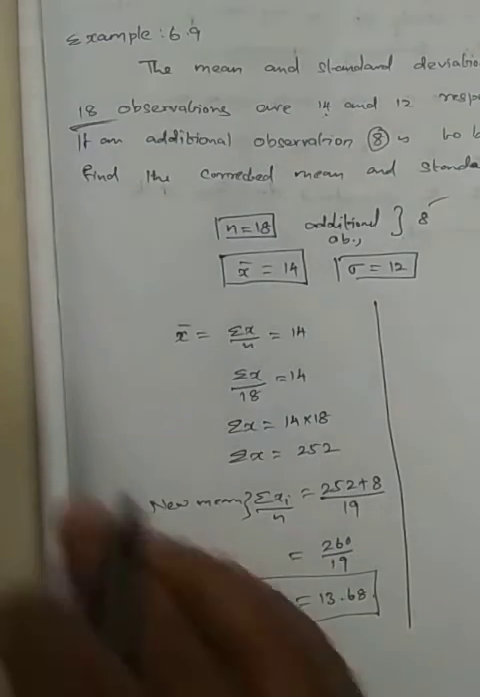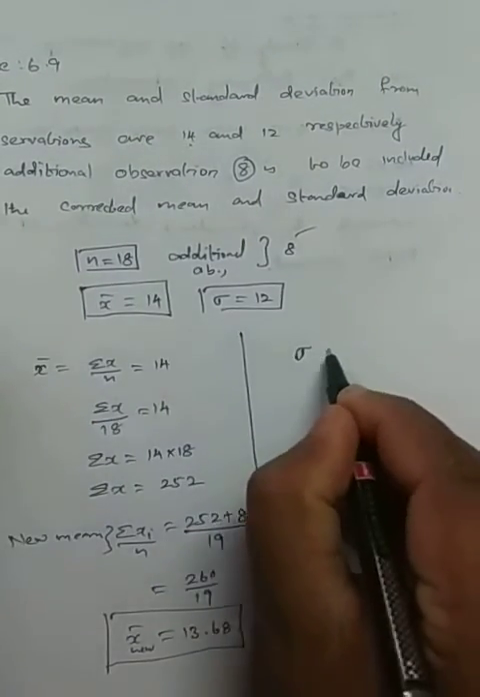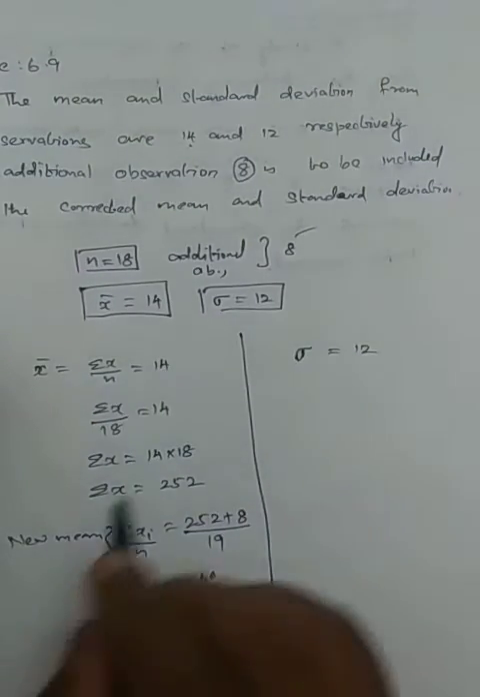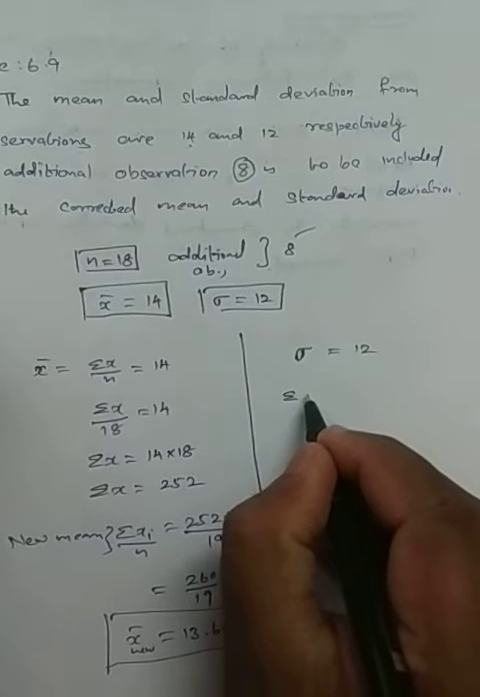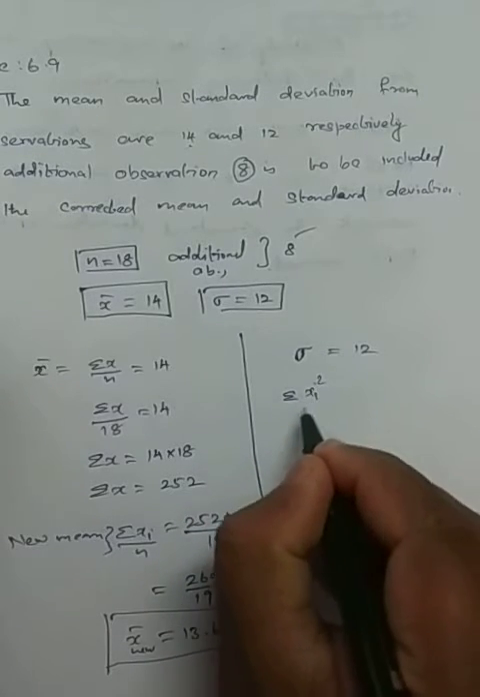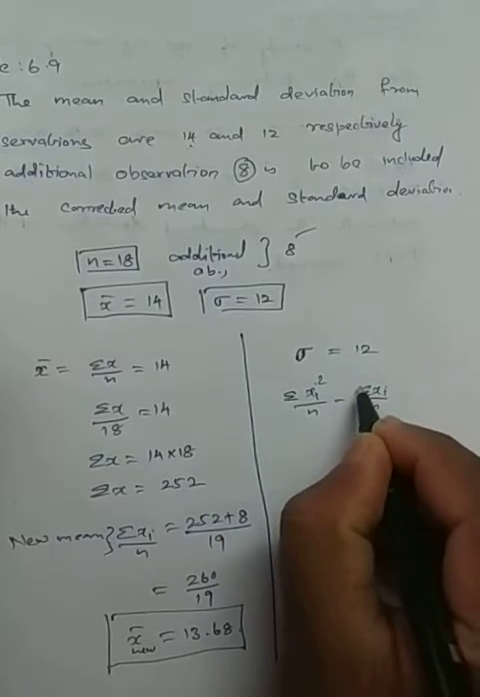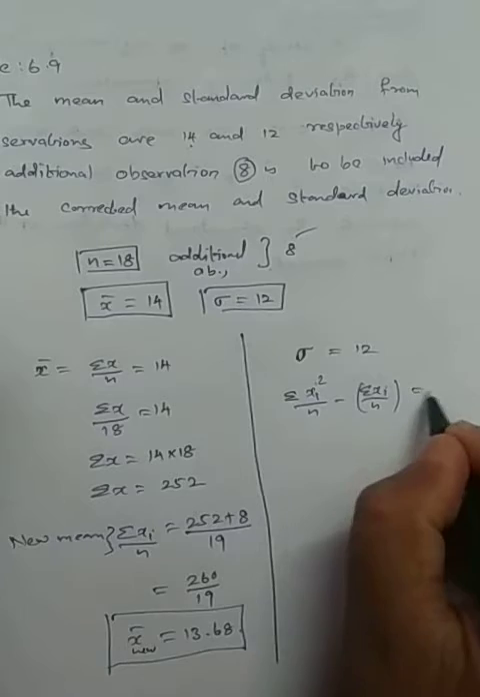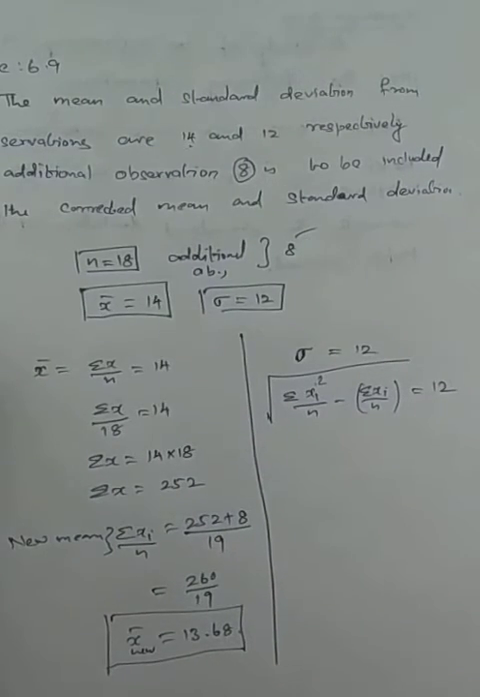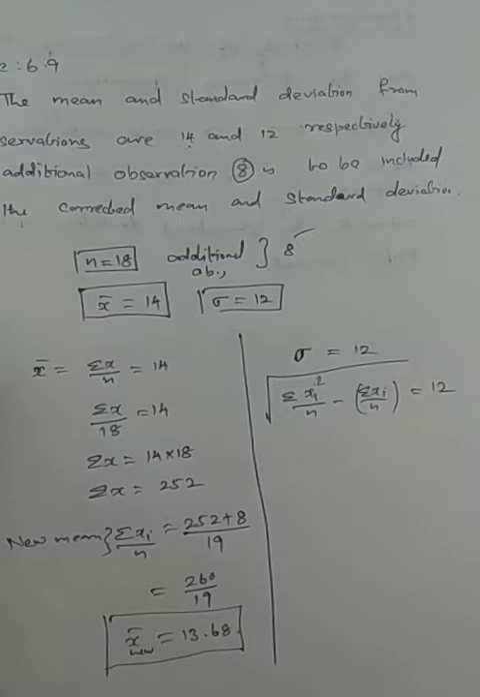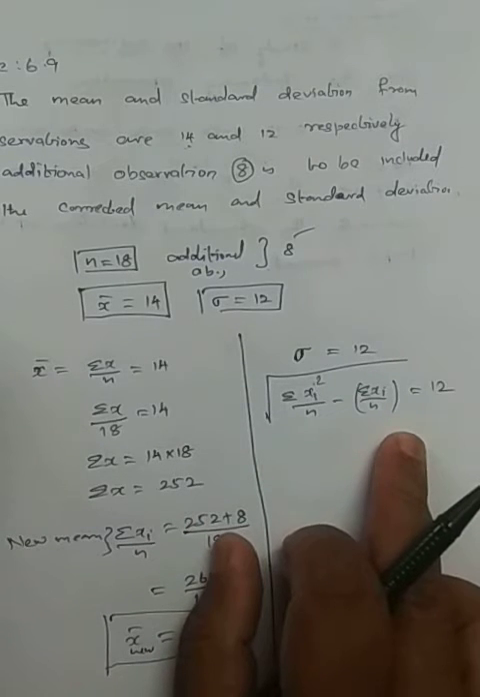Now the mean is over. Standard deviation: they have given sigma equals 12. So the sigma formula is the square root of sigma xi square by n minus sigma xi by n whole square, equals 12 they have given. Standard deviation, square root. So that is equal to 12 they are saying.